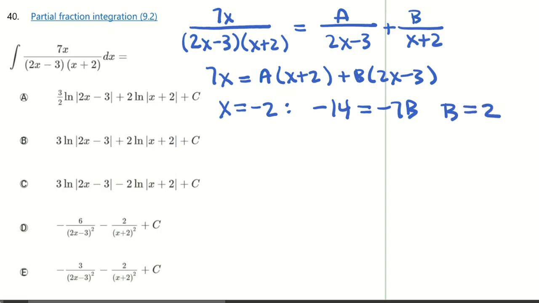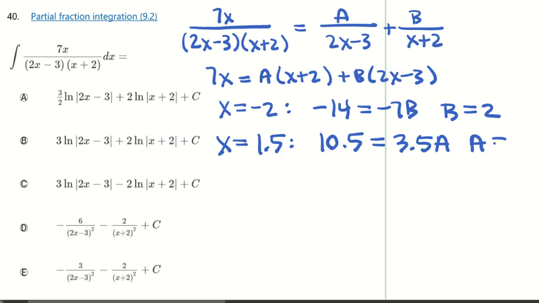And if x equals, what would that need to be, 1.5? Yeah, 2x minus 3 needs to equal 0. Yeah, so x equals 1.5. That will give me 7 times 1.5 is 10.5 equals x plus 2 is 3.5a plus 0b. Okay. 3.5 times 3 is 10.5, so a is going to equal 3.